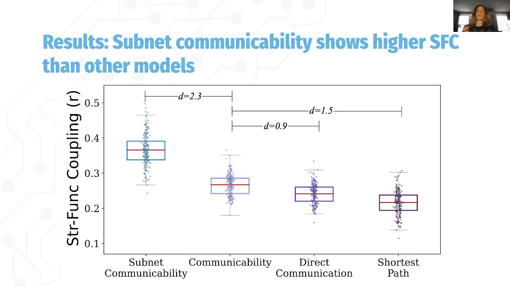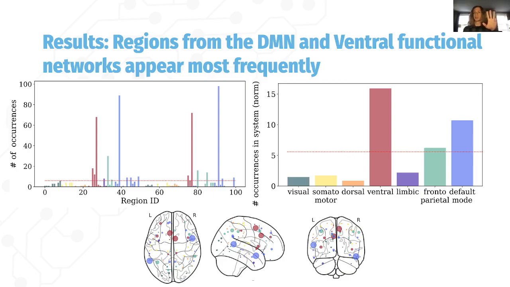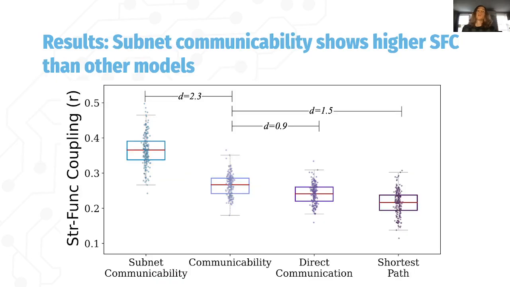So then what we showed was that we can pick a subnetwork of 3 regions, namely the 3 most frequently occurring regions in this plot, from the DMN and ventral networks, and considering the average SFC of subnet communicability over the entire cohort, our sample, we can see that its average is much higher than all the other communication models we tested here. In particular, we can see its group difference with communicability is also very high. So its mean is much higher than everything else with significant group difference. So this was a very strong result for us. We were really happy about this.